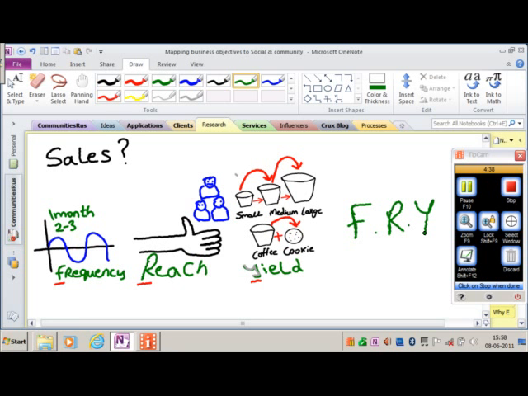FRY was developed within Microsoft as an organization, and I'll talk a bit more about its history. But essentially, when we look at community programs, it helps us to break down the business objective into constructs which are clearly understood and which can then be measured in a very easy way. So the acronym is actually frequency, reach, and yield, FRY.